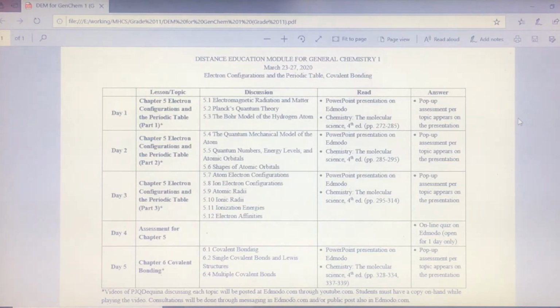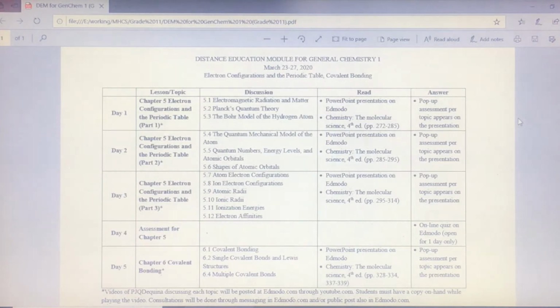We have the first part in chapter 5, electron configurations and the periodic table. In this video, we'll just limit to 5.1, electromagnetic radiation and matter. In the next two videos that I will upload, we'll have Planck's quantum theory and also the Bohr model of the hydrogen atom.